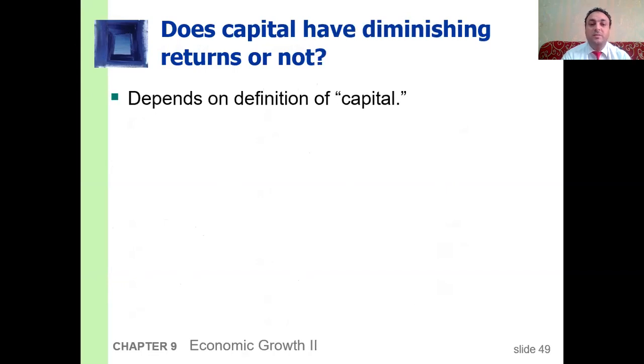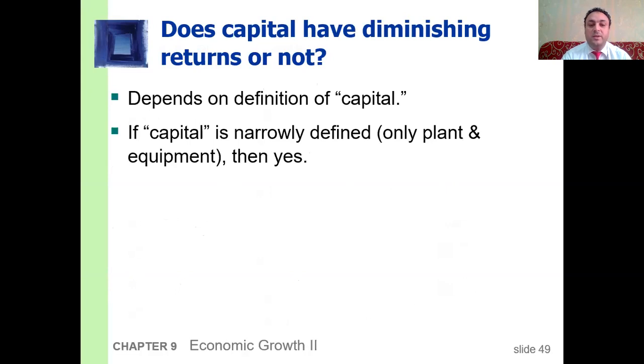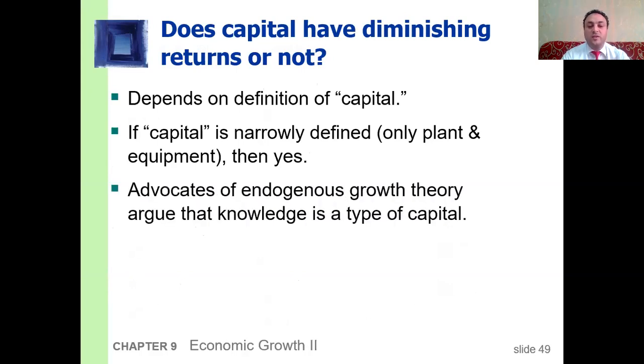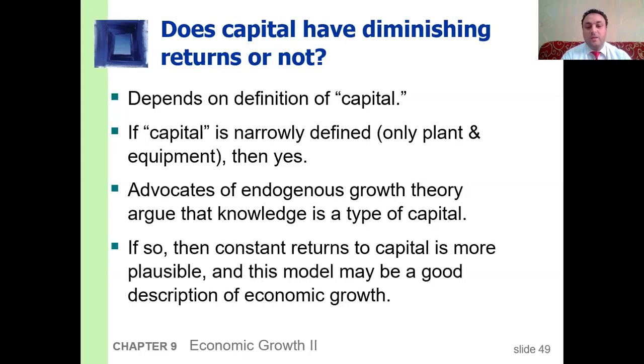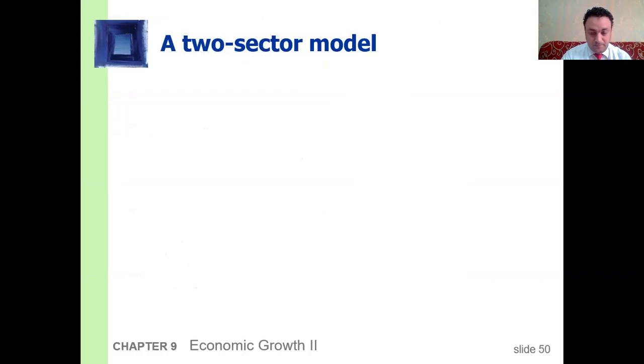So does capital have diminishing returns or not? It depends on the definition of capital. If capital is narrowly defined, and it's only about plant and equipment, then yes, it's diminishing. But advocates of endogenous growth theory argue that knowledge is a type of capital also. It's not only plants or equipment. So then constant returns to capital is more plausible, and this model may be a good description of economic growth.